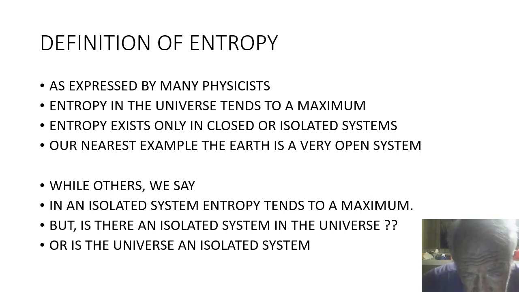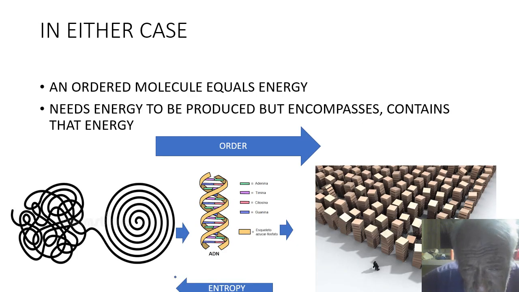While others, like me, say that in an isolated system, entropy tends to a maximum. But is there an isolated system in the universe? Or is the universe, even the universe, an isolated system? In either case, an ordered molecule contains energy. Another molecule needs energy to be produced, but encompasses and contains that energy.